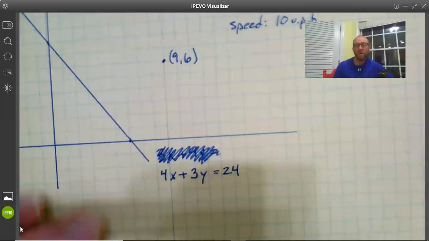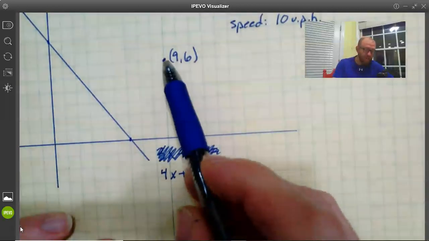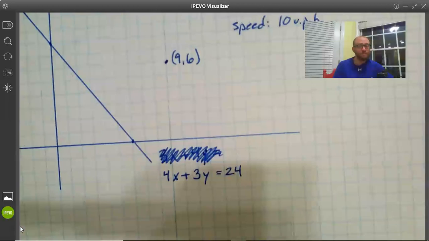So we've got to figure out, well, if we know his speed, we just have to figure out how far it is in order to figure out how long it's going to take him to get there. So we have to find the distance from the point (9, 6) down to the line. We've done this before.